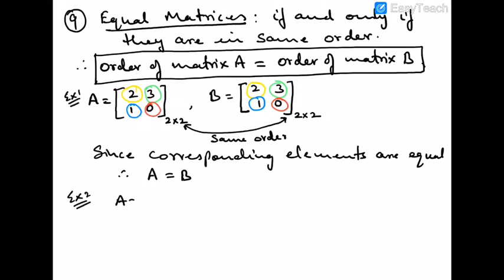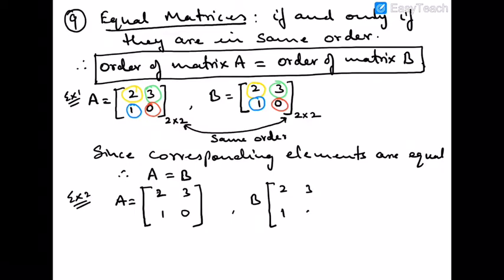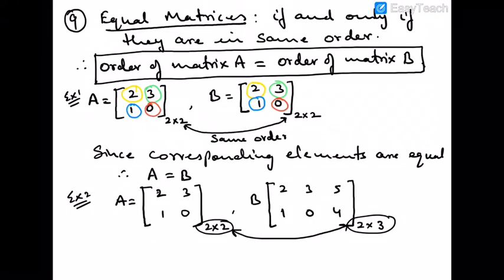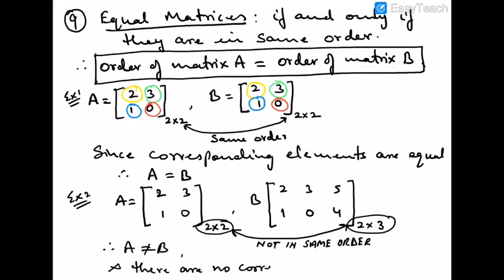So let's take one more example where matrix A is equal to 2 3, 1 0 and matrix B is equal to 2 3 5, 1 0 4. And as we can see, matrix A is of order 2 by 2 and B is of order 2 by 3, which are not equal. So therefore matrix A cannot be equal to matrix B, and also there are no corresponding elements for 5 and 4 in A, so they are not equal matrices.